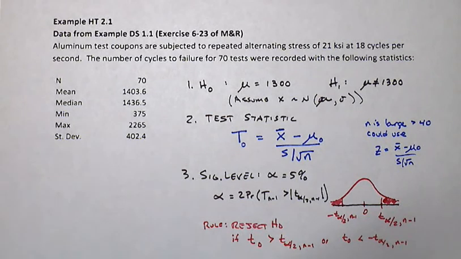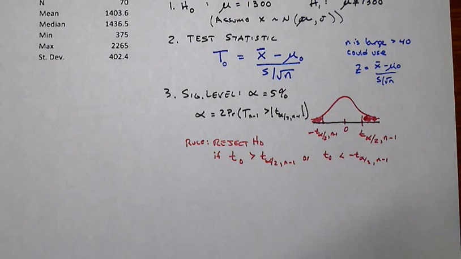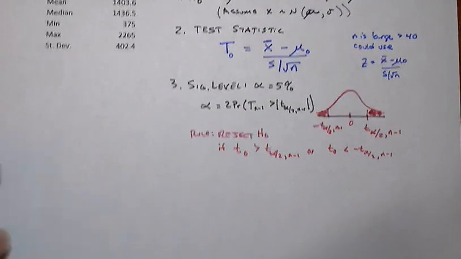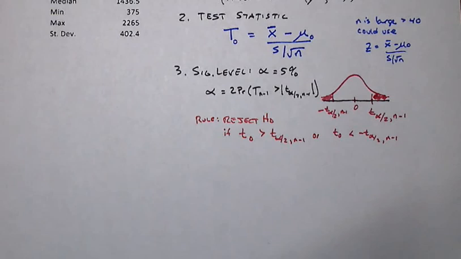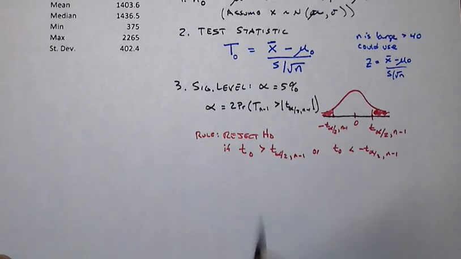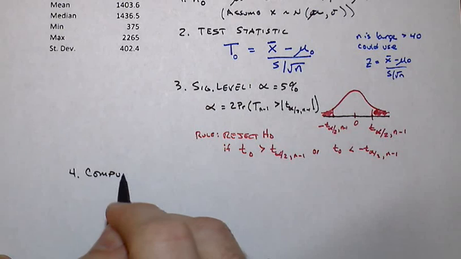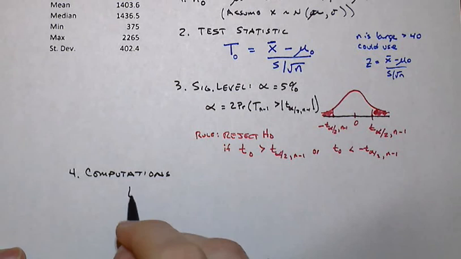So our computations, because it's the T distribution, and the T distribution is dependent upon the number of degrees of freedom that we have, is a little bit more complicated if you're processing this by hand. If you're using software, well, it's not really any more particularly complicated. But we'll show how you do this by hand.